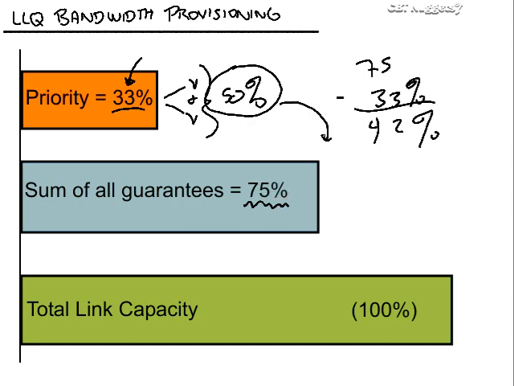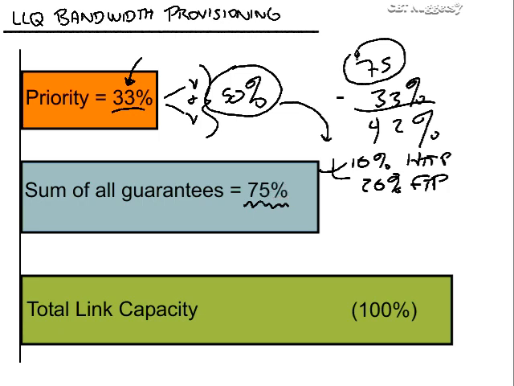So now you can use that custom queuing or the class-based weighted fair queuing mechanism to say, okay, maybe 10% of that goes to HTTP, 20% goes to FTP, and so on and so on. You'll divide it up based on your network requirements for your data, as long as you don't exceed that 75% rule.